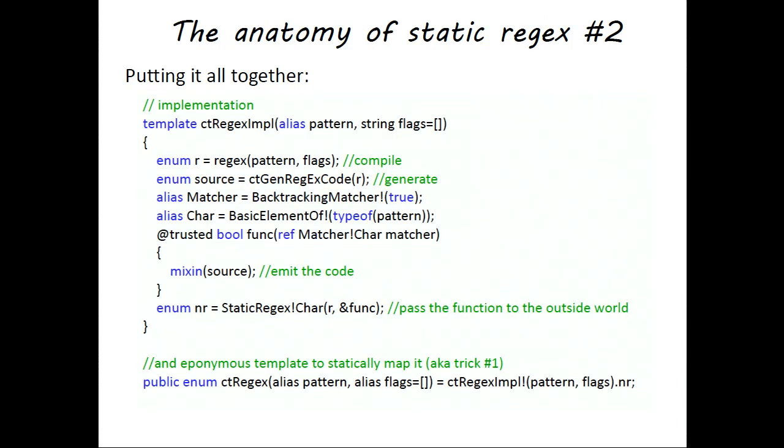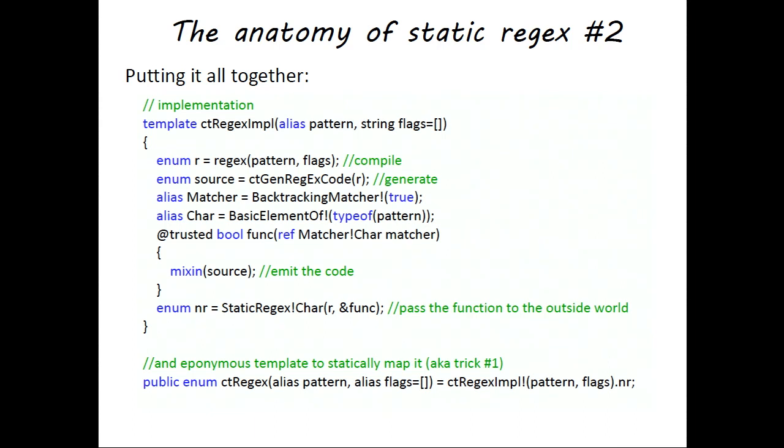Okay. This is the last piece. And here's what it looks like exactly in the standard library. So I took this piece of code verbatim, and here's the old step indicated. It's actually from the working code, so it's one-to-one, there's no simplification. And here you see the first step, so we say enum r equals regex(pattern, flags). This does the compilation step. The next one does the source code generation.